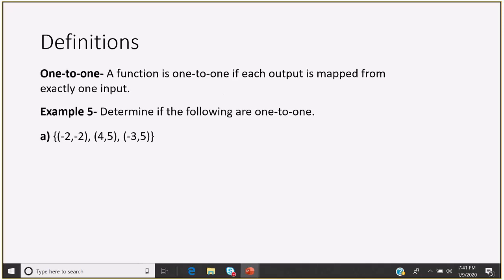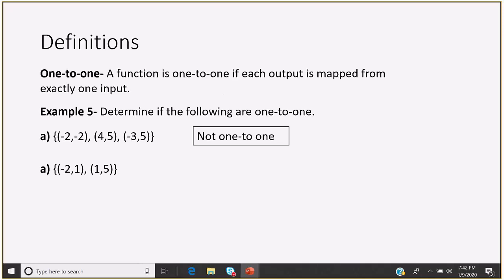Well, now we have to think, okay, is my function one-to-one? Well, we look at the outputs in this case. My outputs are -2, 5, and 5, so now I have repeating outputs. And my repeating outputs are mapped from two separate inputs, from -3 and another input, so this is not one-to-one. It is a function, but it's not one-to-one.